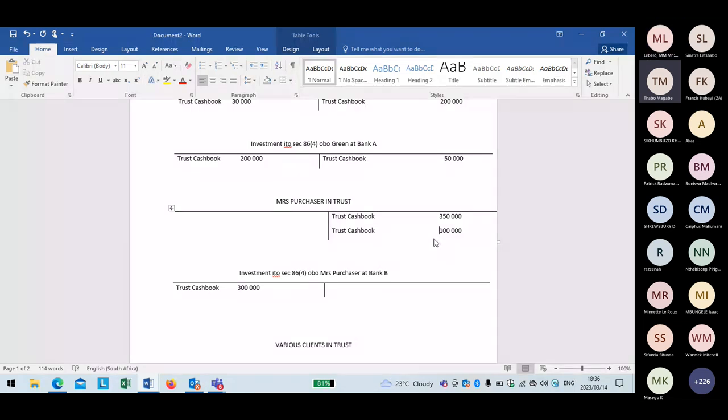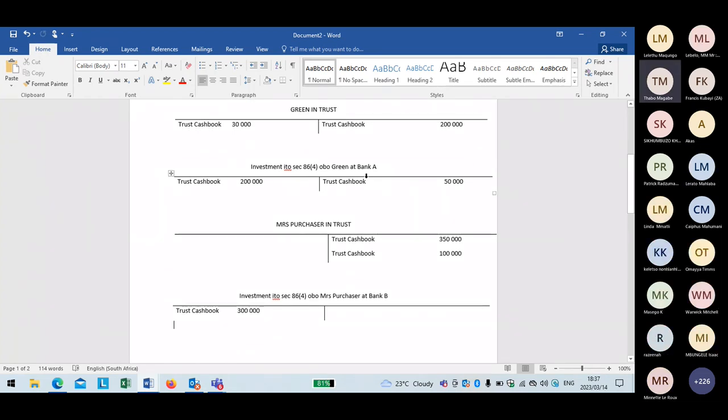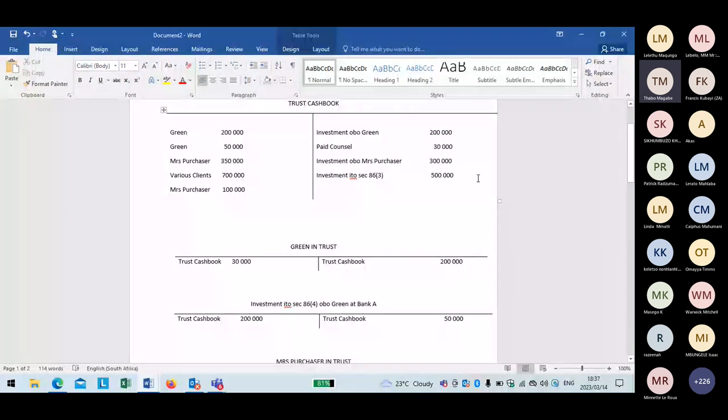Now I ask, in this specific set of facts, which account are we going to pay the transfer duty of 40,000? Can you kindly mute our mics, please? You are making it difficult for us to hear. Trust cash book. We will pay from the trust account. Why do we pay from the trust account? Credit. Because there's enough money. Because we have money. And which money are we talking about? The 100,000 cash that we received from Mrs. Purchaser. So we will credit the trust cash book. Yes. And what do we say? Paid transfer duty. If you like, you can still say paid SARS for transfer duty.